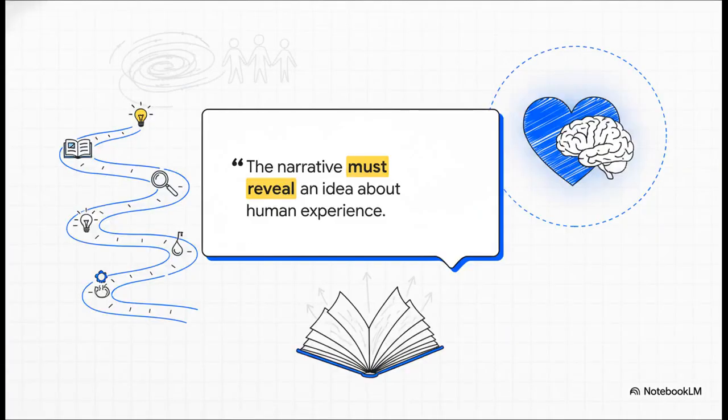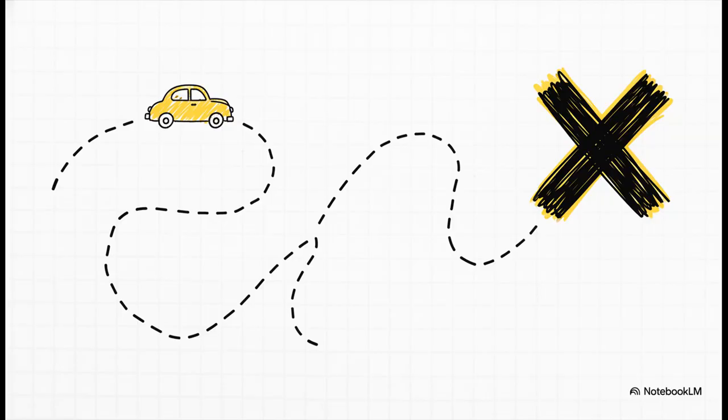And this structure isn't just about moving the plot forward. No, every single stage is designed to do one thing: build towards that central idea, that theme about the human experience. Here's a good way to think about it. The events of your story, that's the vehicle. But the theme, that's the destination. Your structure is the map that makes sure the reader arrives at that deeper meaning you want to communicate.